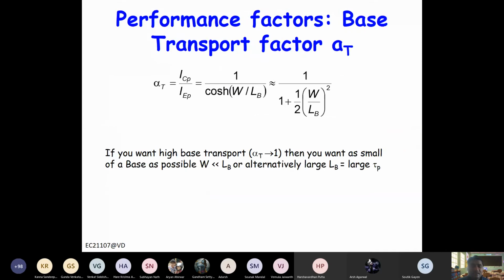Similarly, the transport factor is 1 over cos hyperbolic, so 1 over 1 plus W by LB square, to the half, and for alpha T to approach 1, again W has to be small. Now we cannot make W arbitrarily small because then there is no base and no base action, right? So it has to be a finite value, but we keep it small compared to LB. One thing we can do is increase LB. LB can be increased by reducing the base doping.